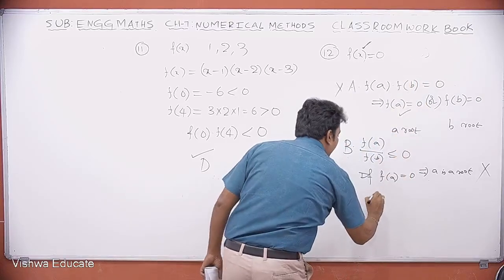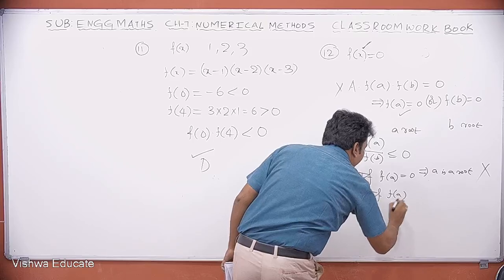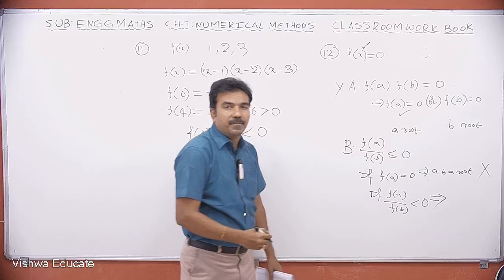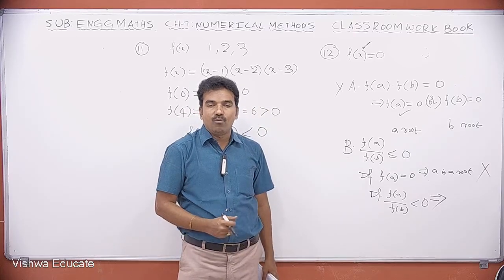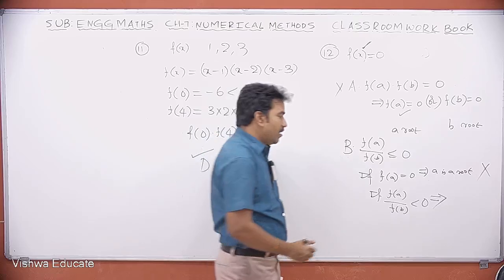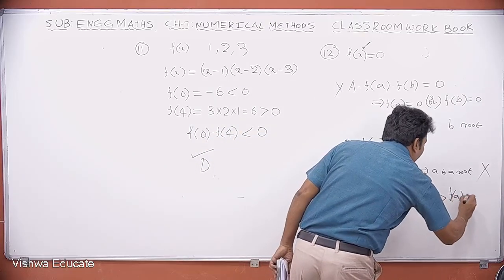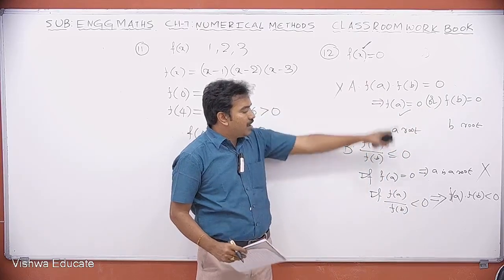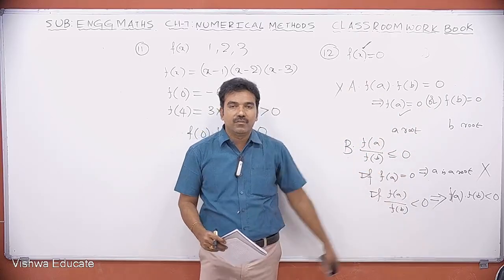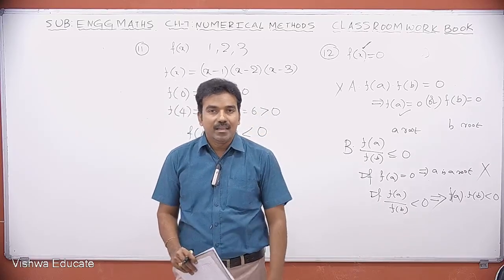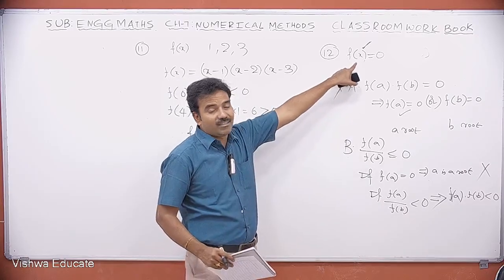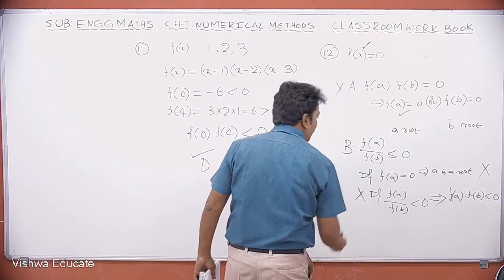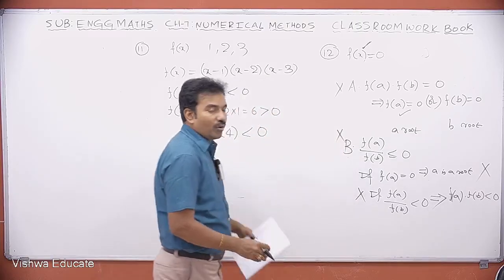Suppose f of a by f of b is less than 0. The ratio becomes a negative quantity when one is positive and another is negative. That implies f of a into f of b is less than 0. Now this is a continuous function and f of a into f of b is less than 0. Therefore, by the intermediate value theorem, the function has at least one root in this interval. But it is given that it has no root in this interval. Therefore, this should not be true. Therefore, option B is also a wrong option.